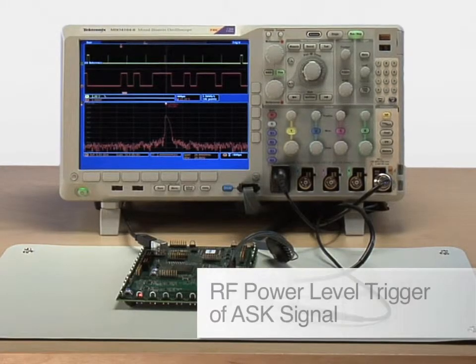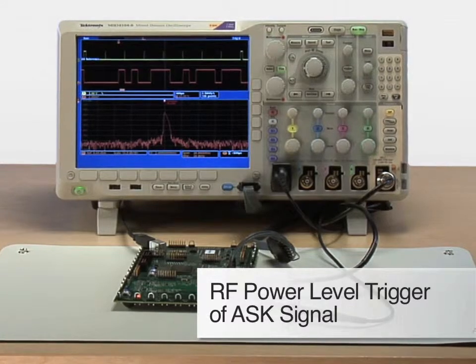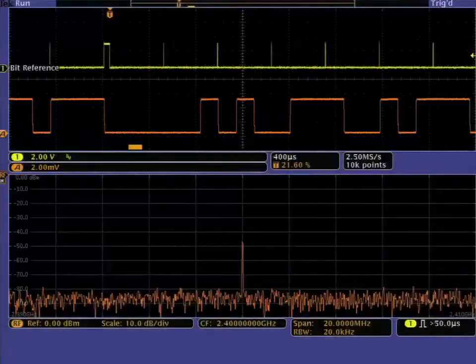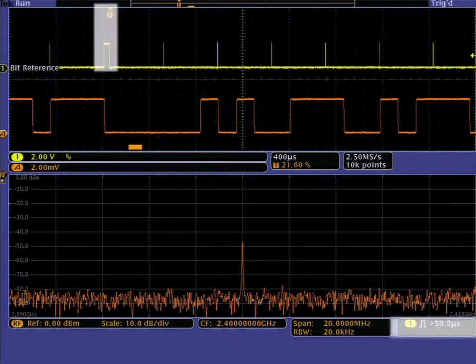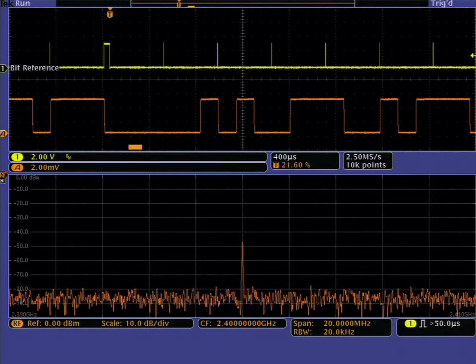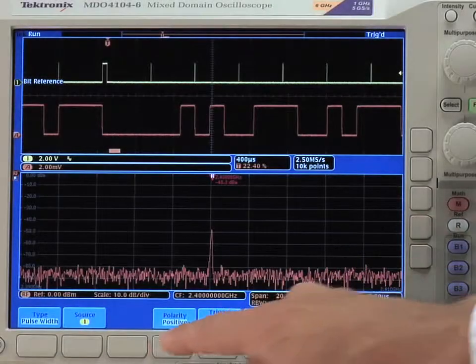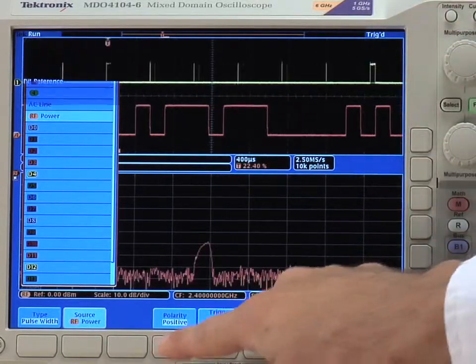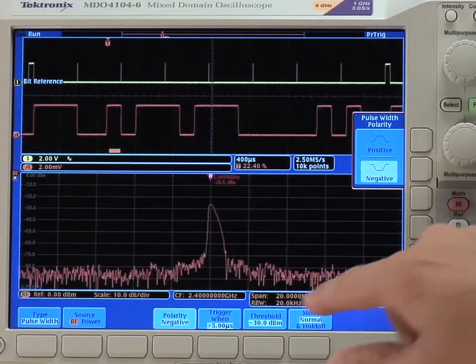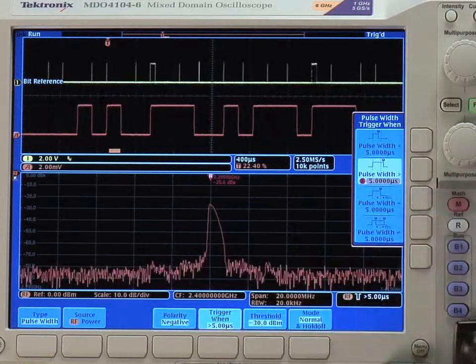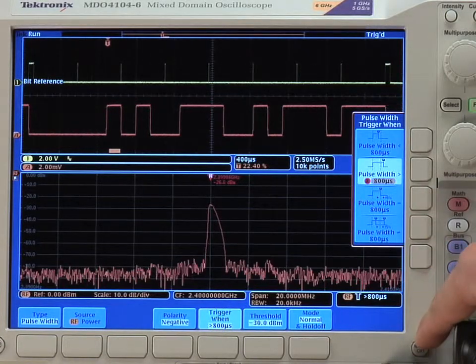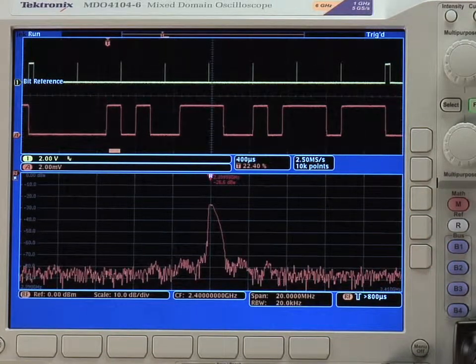Next example shows an RF power level trigger on a signal being modulated with amplitude shift keying. The instrument was set up initially to trigger on the large positive pulse on channel 1. In a similar manner, the MDO will now be set up to trigger on a pulse width in the frequency domain. The goal is to isolate the widest negative pulse on the amplitude versus time trace. Remember, this trace tracks the amplitude of the center frequency as it changes in time.